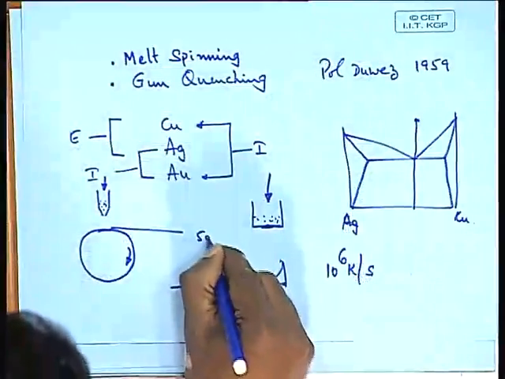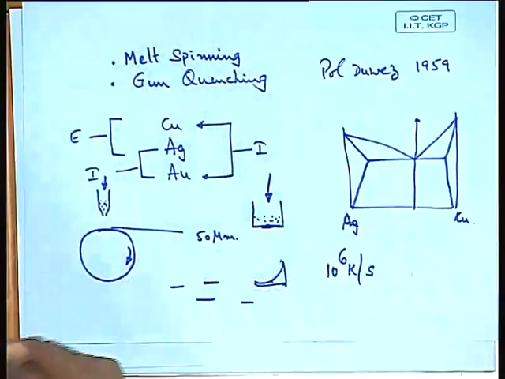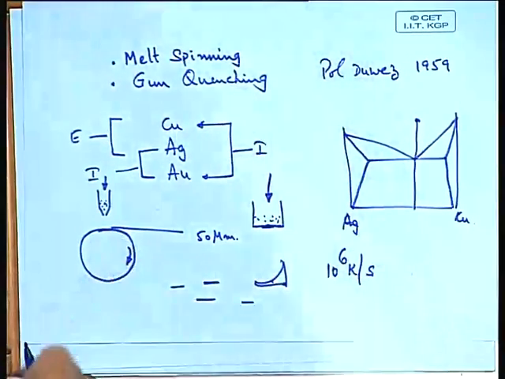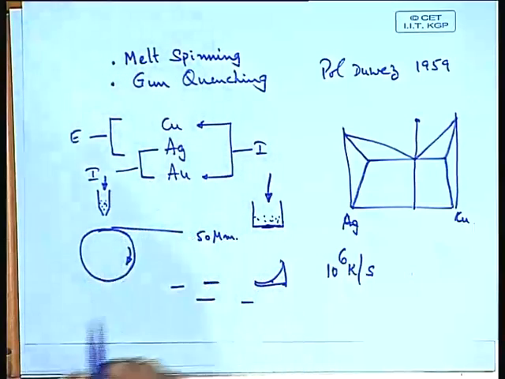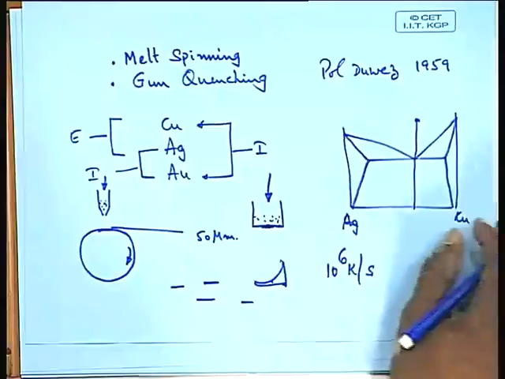In fact, there is a company in US called Allied Signal Corporation, and their job is to make ribbons of the order of around 4-inch width and the thickness of the order, of course you cannot produce thicknesses more than 50 microns here. Melt spinning technique, the thicknesses are limited. In fact, it is that small thickness which gives you that high cooling rate. In fact, one can calculate the cooling rate from this.